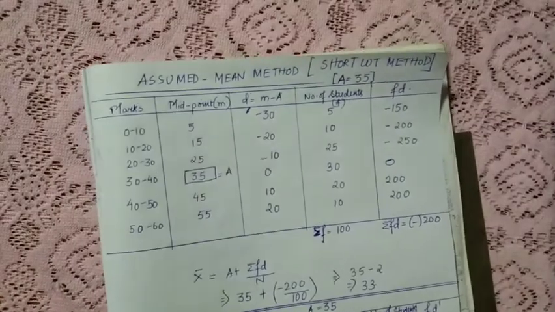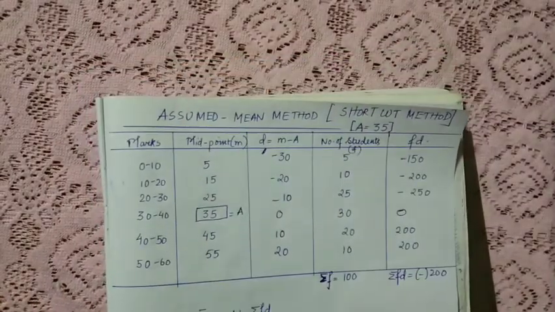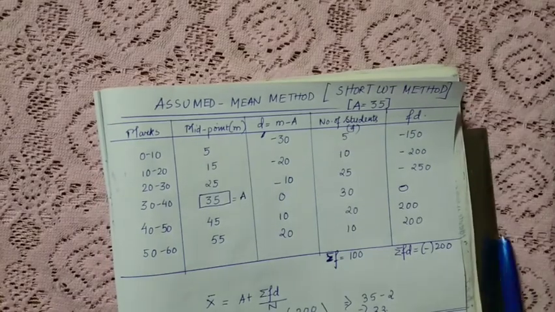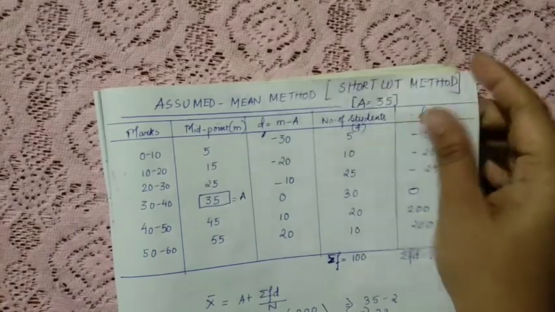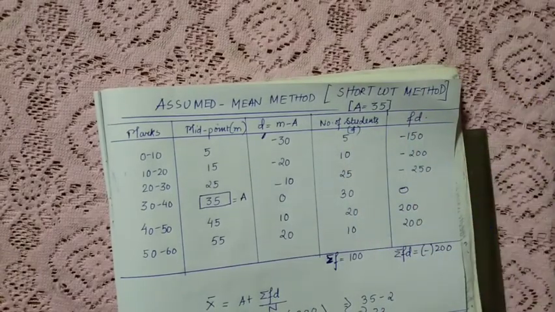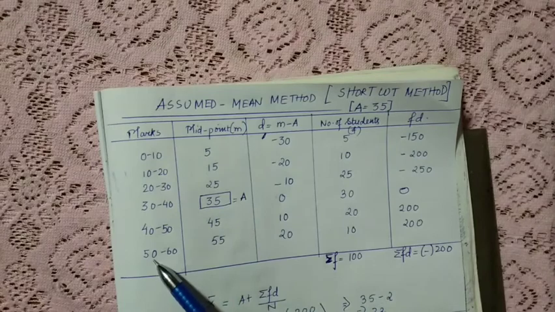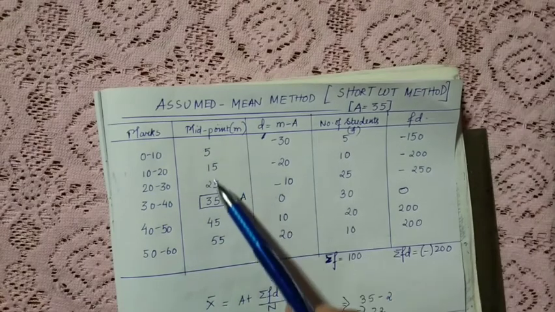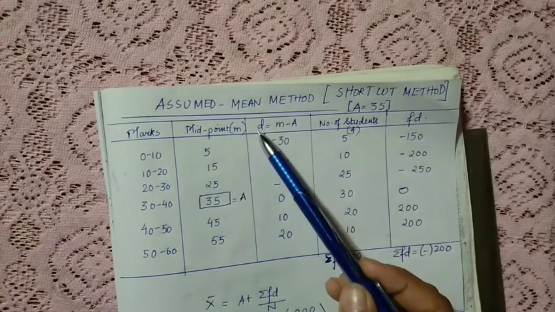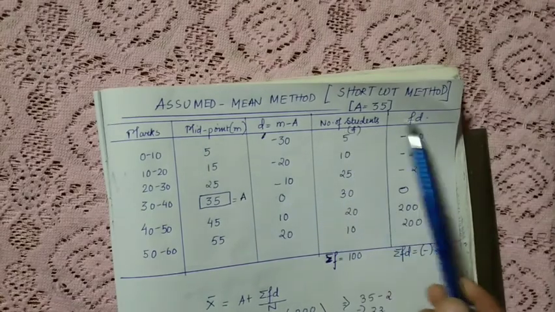Now we will see how to solve it by shortcut method. This is similar to the shortcut method that we solved for individual series and discrete series. Clear? So we will note down the marks range here. Similarly we will find out the midpoint, just as we solved it now. We will find out D, that is deviation, number of students and FD.